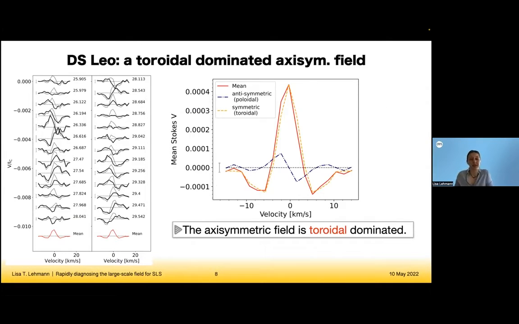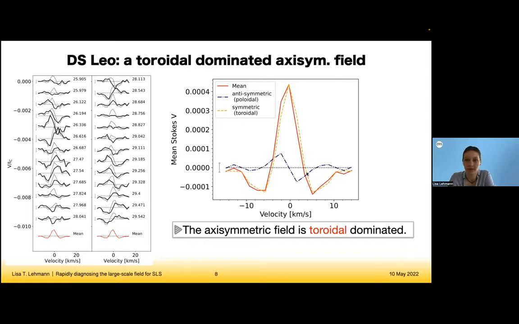This one is again an early M dwarf, nearly the same mass, the same rotation period and Rossby number, but showing a completely different field topology, observed with NARVAL in 2008 as well. So this is the time series of DS Leo. You see straight away the mean profile is smaller compared to the mean subtracted profile. So this means this field is not as axisymmetric as we see for CE Boo.